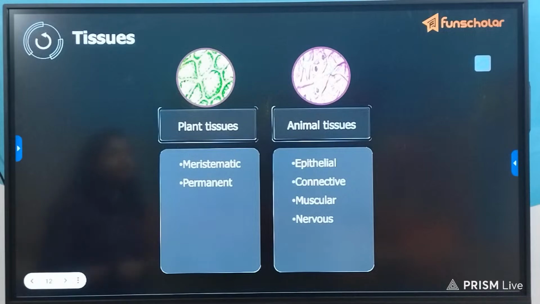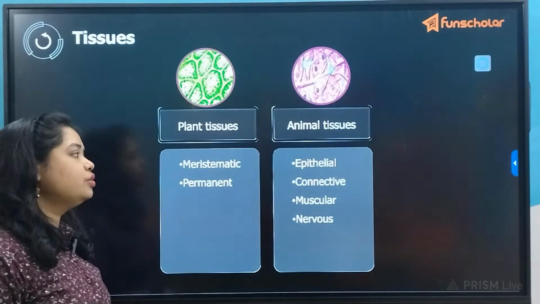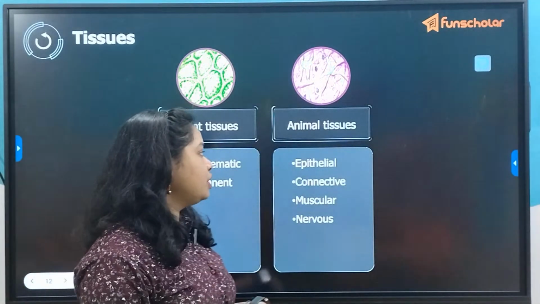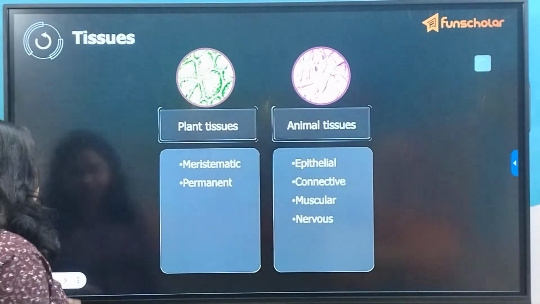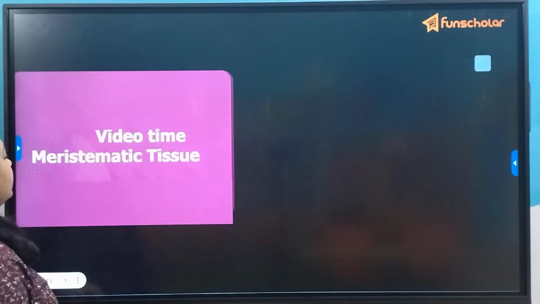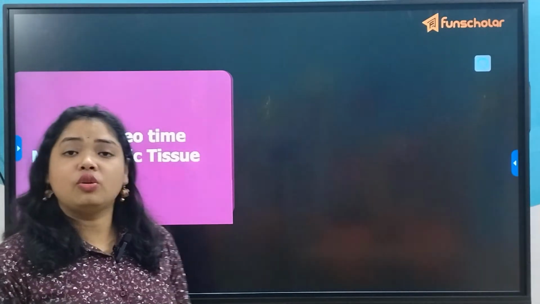So under plant tissue, we are going to next study about meristematic and permanent tissue, and under animal tissues, we are going to study about epithelial, connective, muscular and nervous tissue. Now we'll see what meristematic tissue in plant is all about.